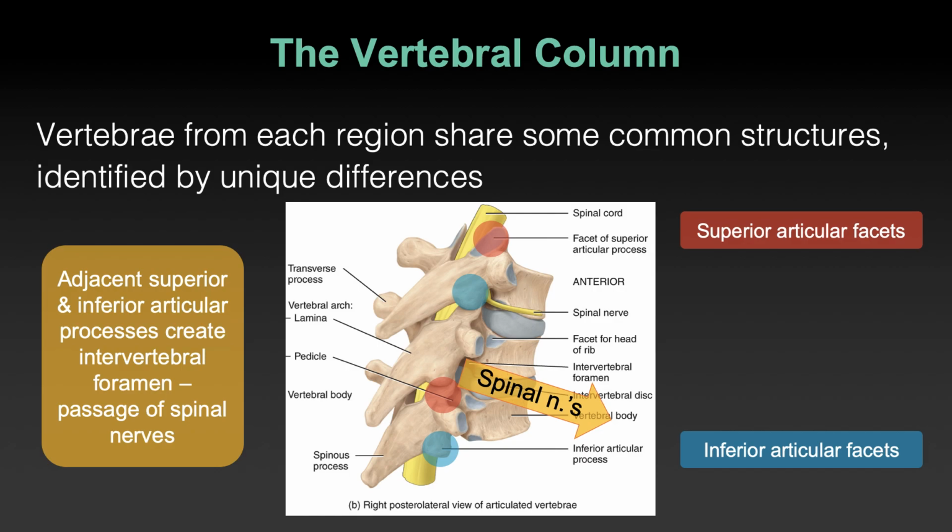So the adjacent superior and inferior articular processes, the ones that touch, that connect, create an intervertebral foramen between vertebrae, a hole or passageway that allows the passage of spinal nerves out to the rest of the body to do whatever it is they need to do.